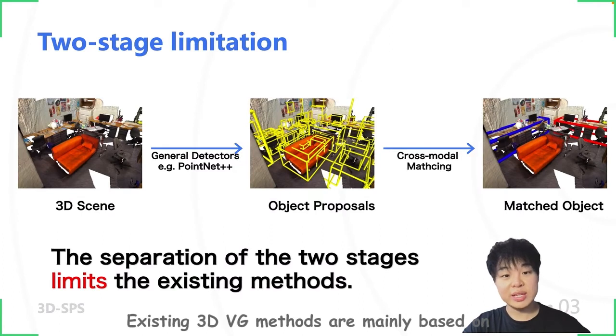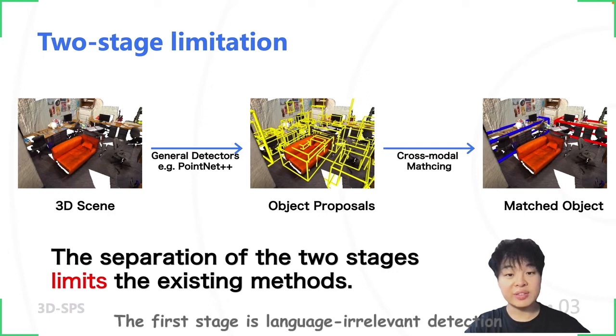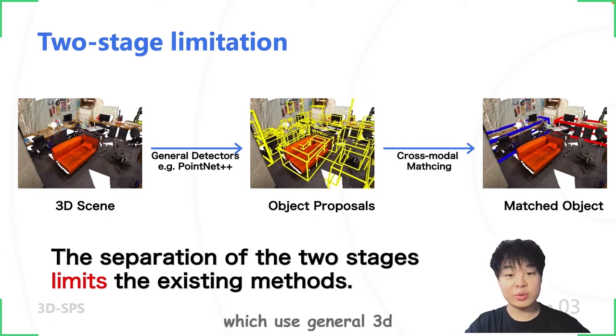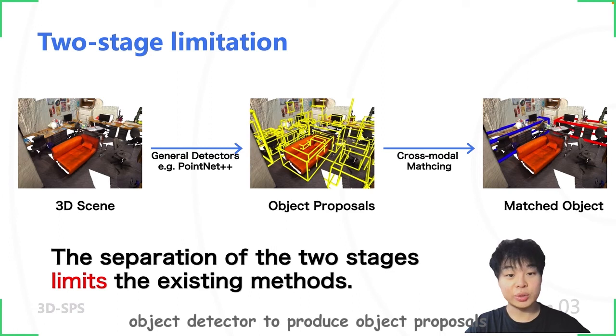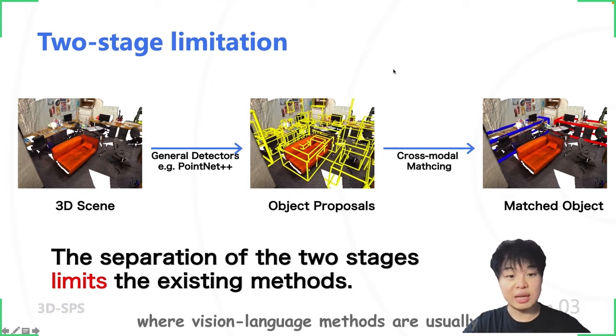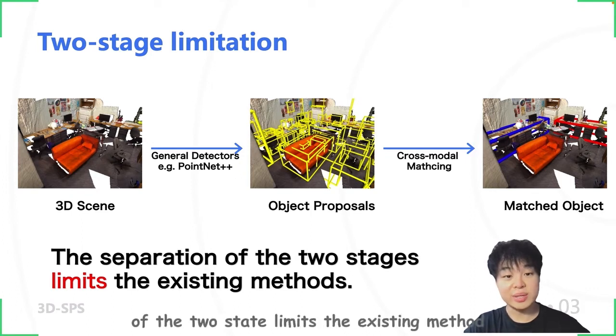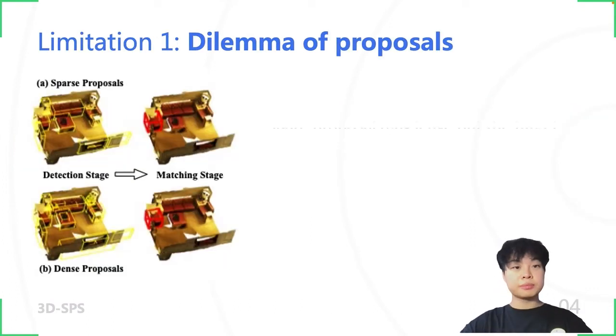Existing 3D VG methods are mainly based on a detection-then-matching two-stage pipeline. The first stage is language-irrelevant detection, which uses a general 3D object detector to produce object proposals. The second stage is cross-modal matching, where vision-language methods are usually designed to match the proposal and the description. We argue that the separation of the two stages limits the existing methods.